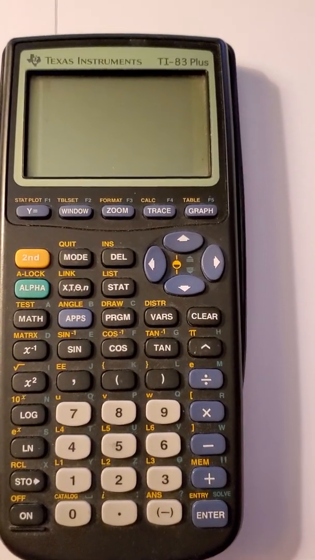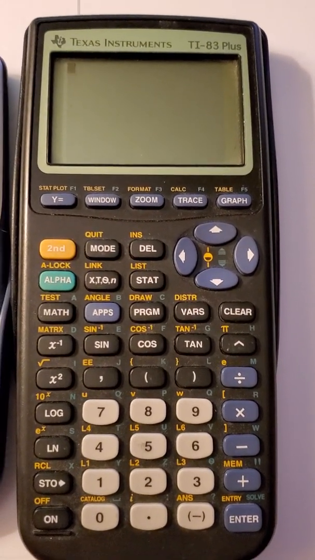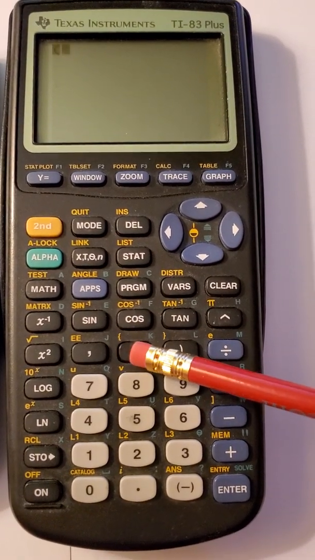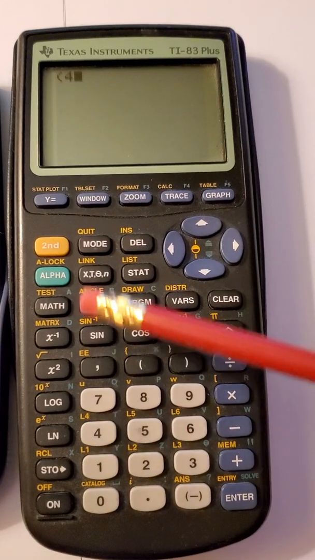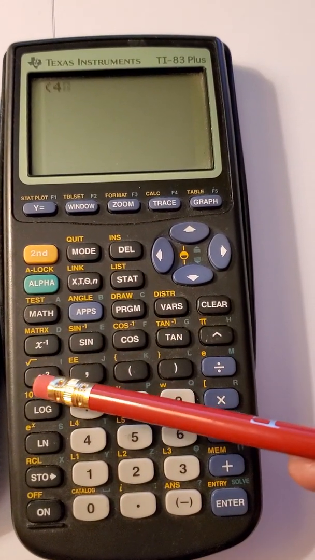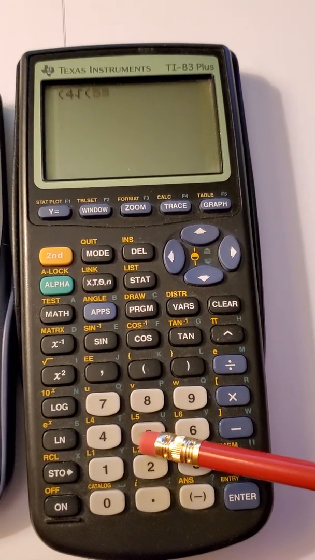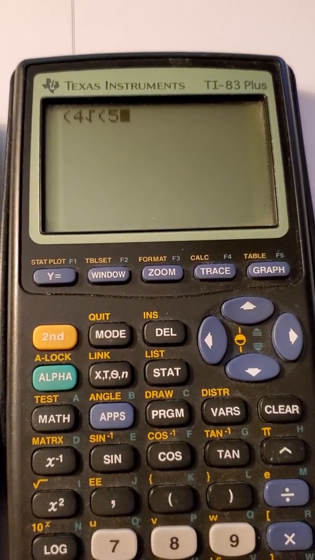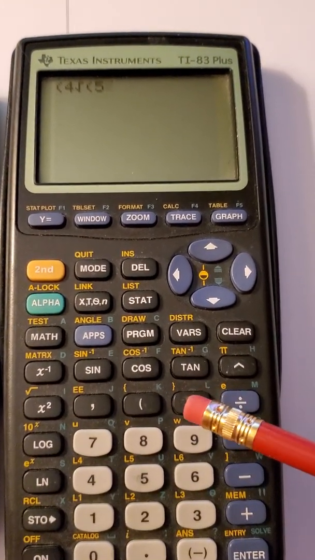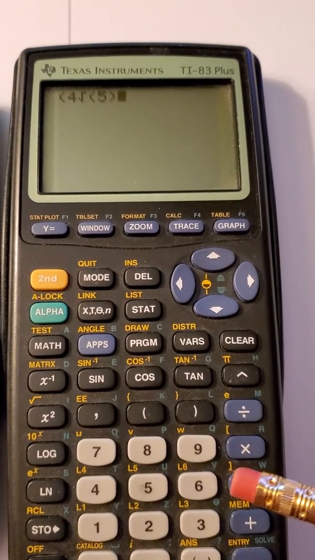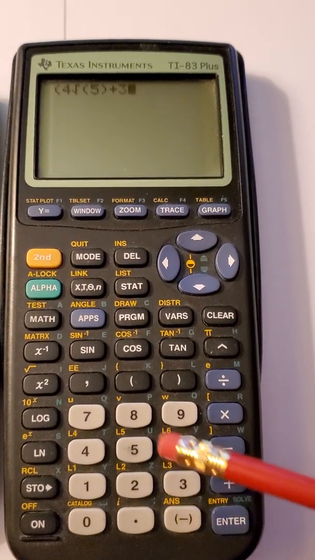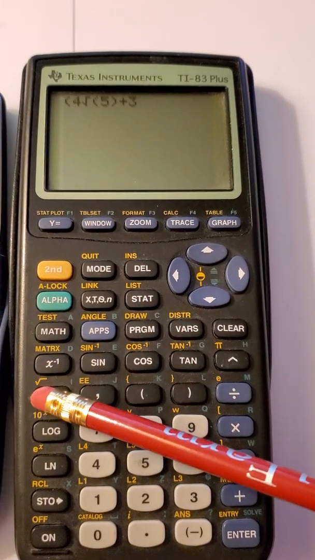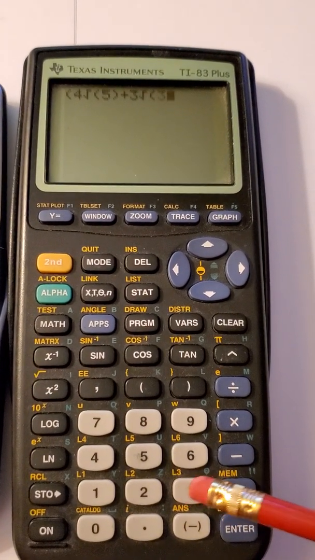Starting with the Texas Instruments, we need to start with a parenthesis, and then we're going to have 4 square root of 5. Notice that it gives a parenthesis for the square root, so I do have to close that parenthesis to close off the square root, plus 3 square root of 3.